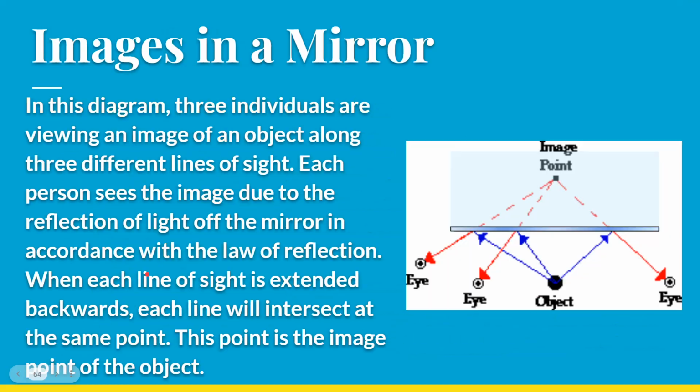All right. In this diagram, 3 individuals are viewing an image of an object along 3 different lines of sight. Each person sees the image due to the reflection of light off the mirror in accordance with the law of reflection. When each line of sight is extended backwards, they will intersect at the same point. This is the image point. We already talked about that, but that's how they're getting it. If you can trace this reflection and follow the law of reflection, and then trace it backwards, you'll reach the image point behind the mirror.